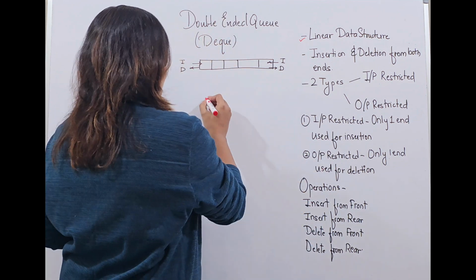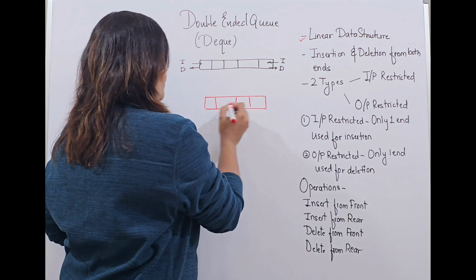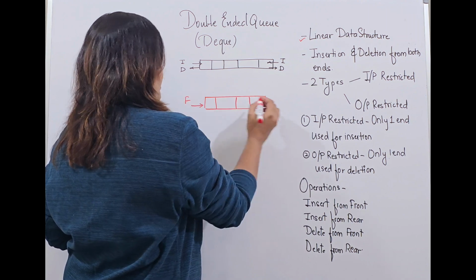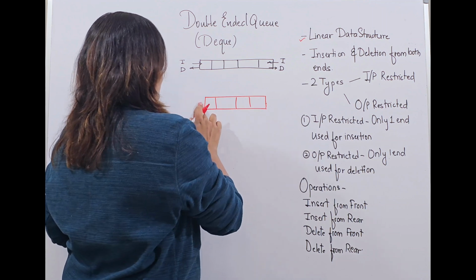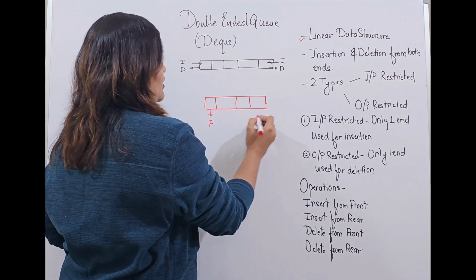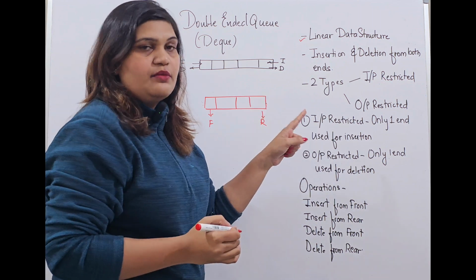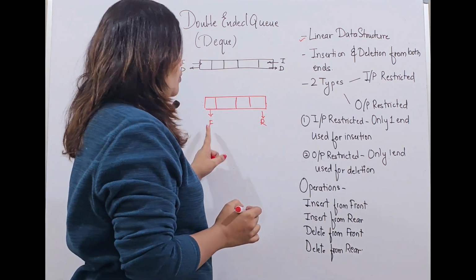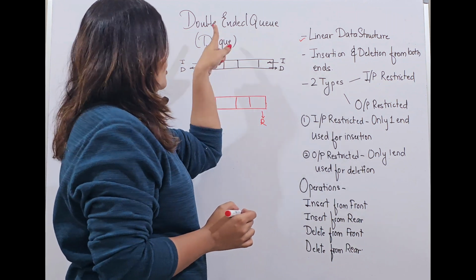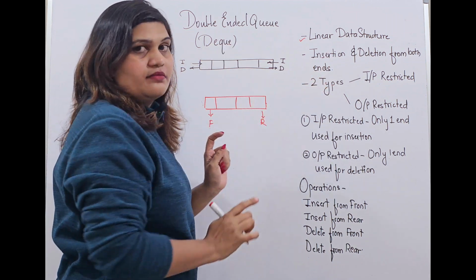If you recollect the concept of queue, it looks something like this. There is front and then there is rear. Rear is used for inserting the elements, front is used for deletion of elements. Okay, so this is how your queue would look like. But for double-ended queue, our insertion and deletion can happen from both the ends.